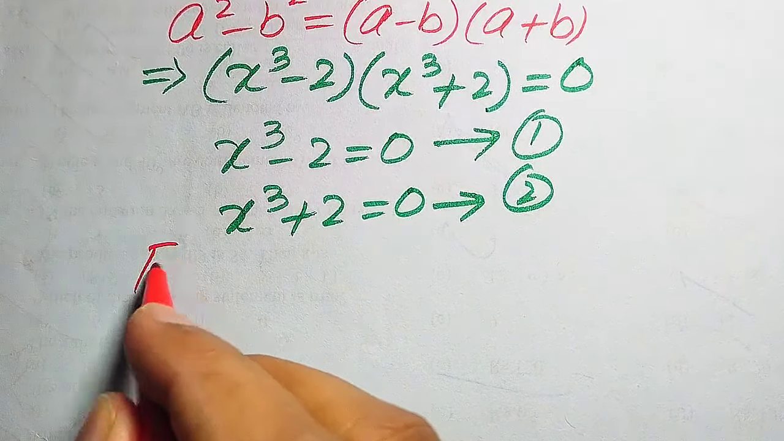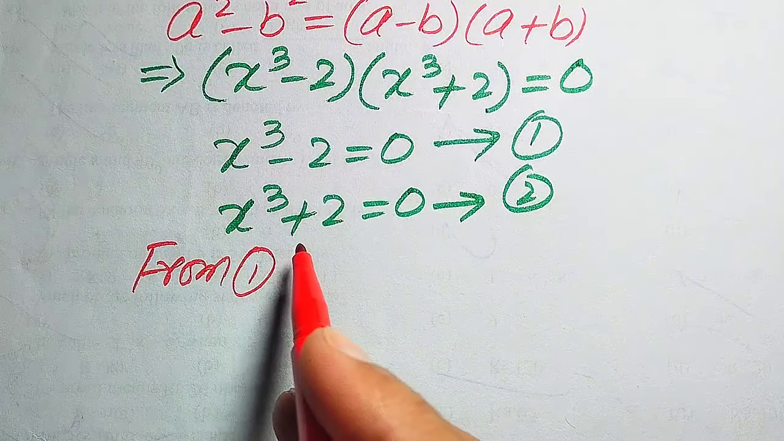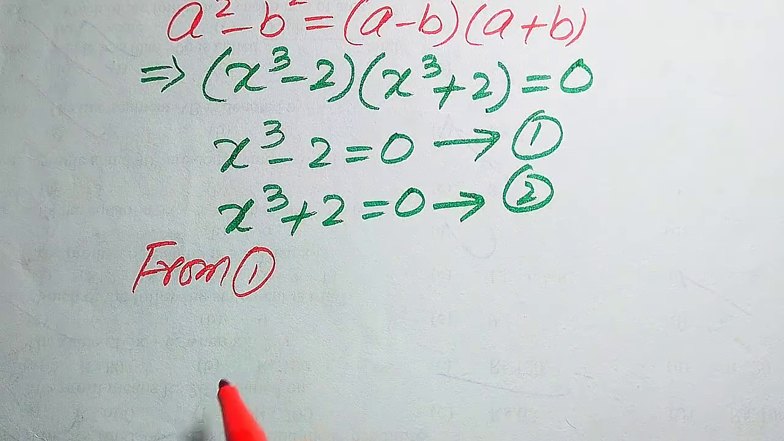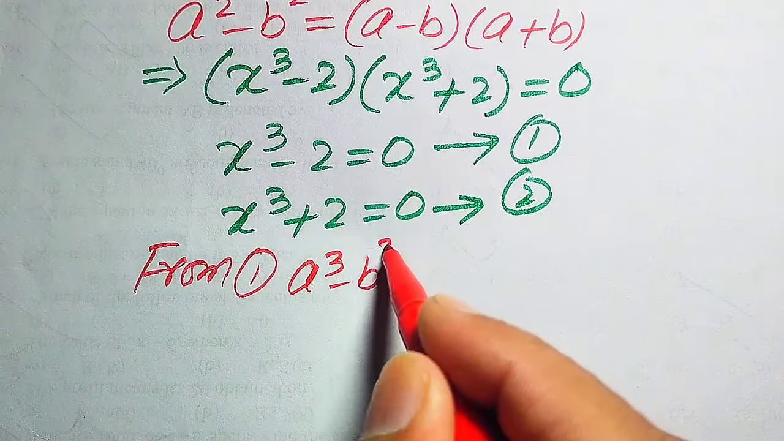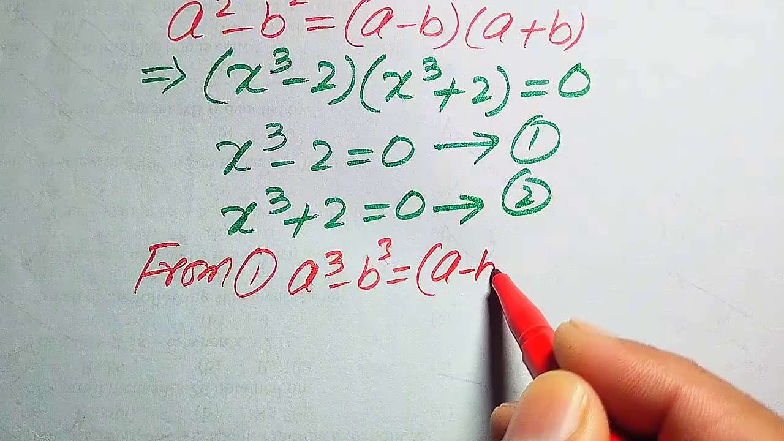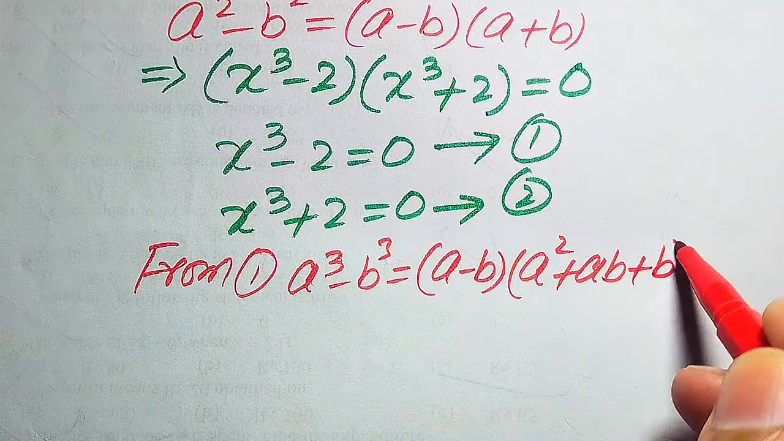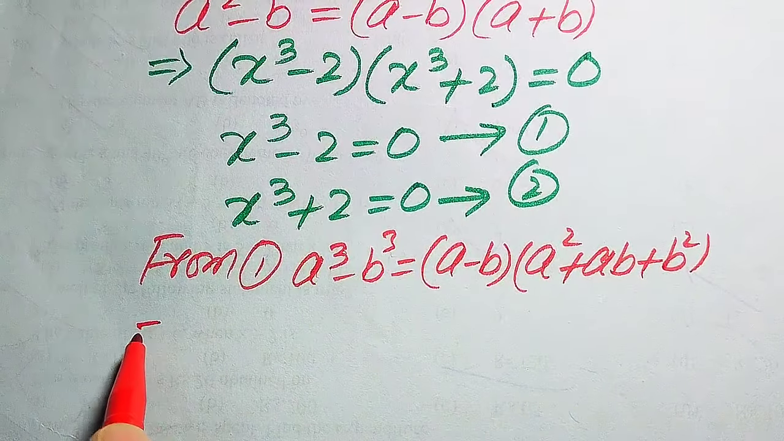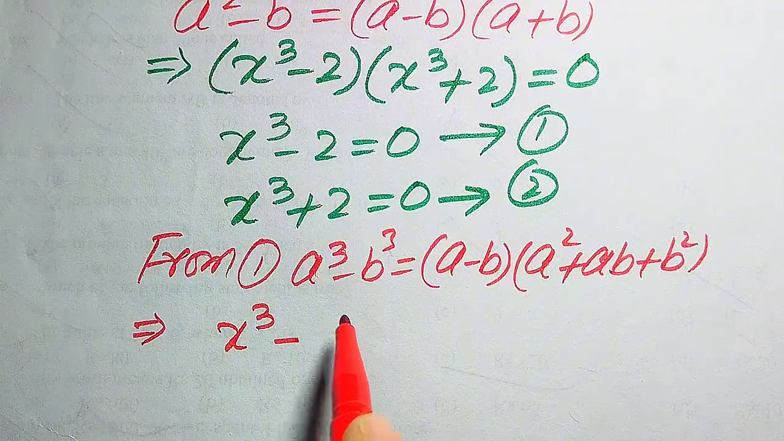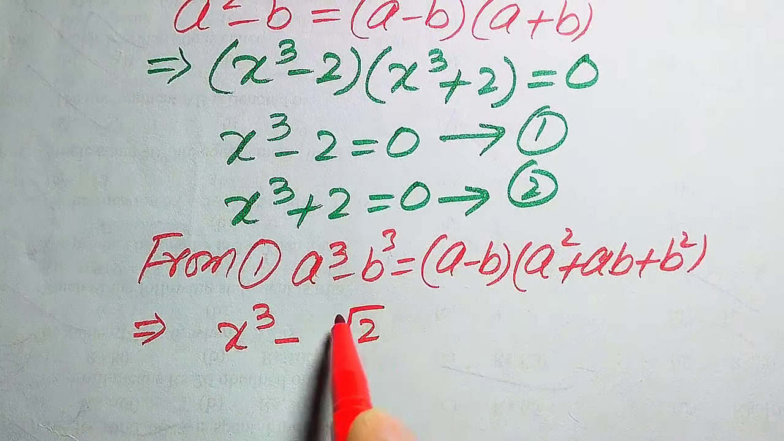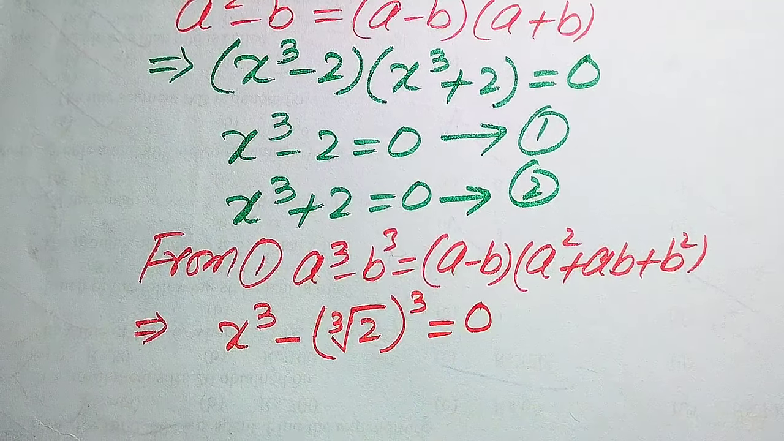So here first we need to focus on equation number 1. In equation number 1 we apply the cubic formula. If you have a cubed minus b cubed, it equals a minus b times a squared plus ab plus b squared. So first we rewrite our equation into the cubic form, and it becomes x cubed minus the cube root of 2 and its whole cube equals 0.